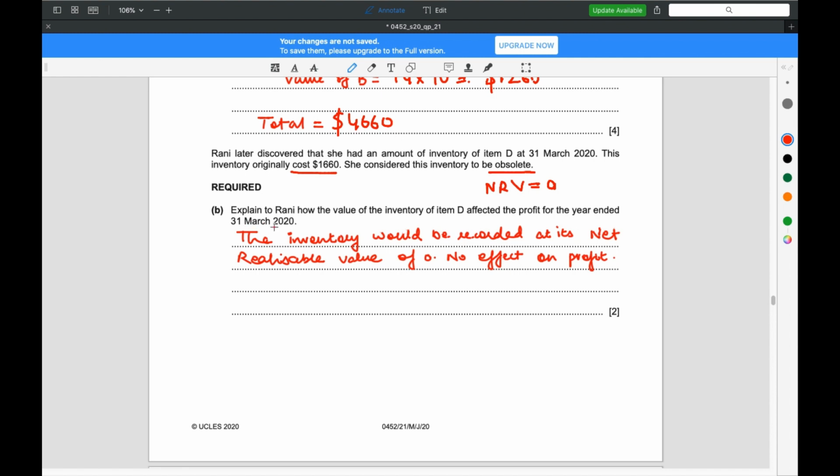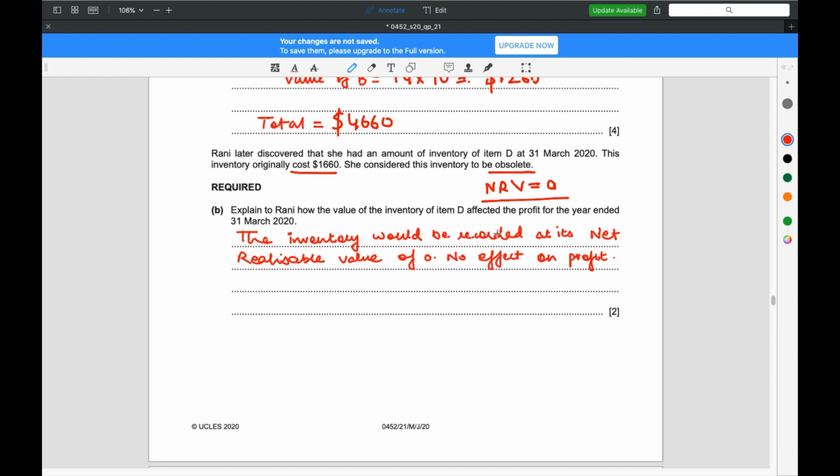Alright, so the inventory is an asset, right? And it comes in the cost of sales. But in this case, the inventory actually has a new value, which is $0, right? So the inventory would be recorded at its net realizable value of 0 exactly. So if it's on 0, then it's not going to have any effect on profit, right? If it was, well, maybe if it was sold above the cost, maybe 1700 or 2000, right?